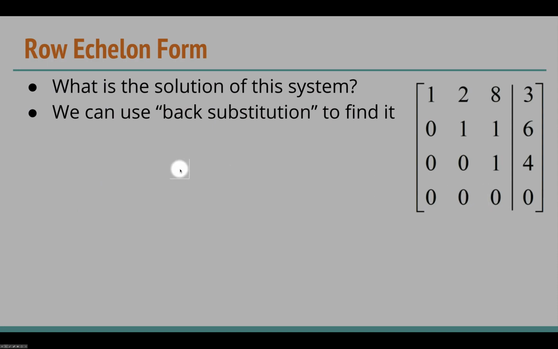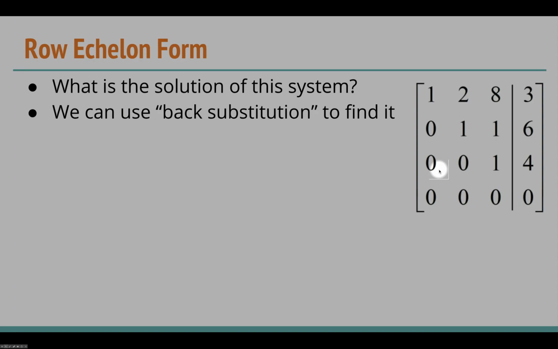Let's take a look at an example where we have a matrix in row echelon form that we just talked about. We could ask this question: what is the solution of this system of equations? And as I hinted at before, we can use back substitution to find it. So for example, notice that this last row doesn't really tell me anything. It says 0x plus 0y plus 0z is equal to 0. Okay, that doesn't really tell me much.